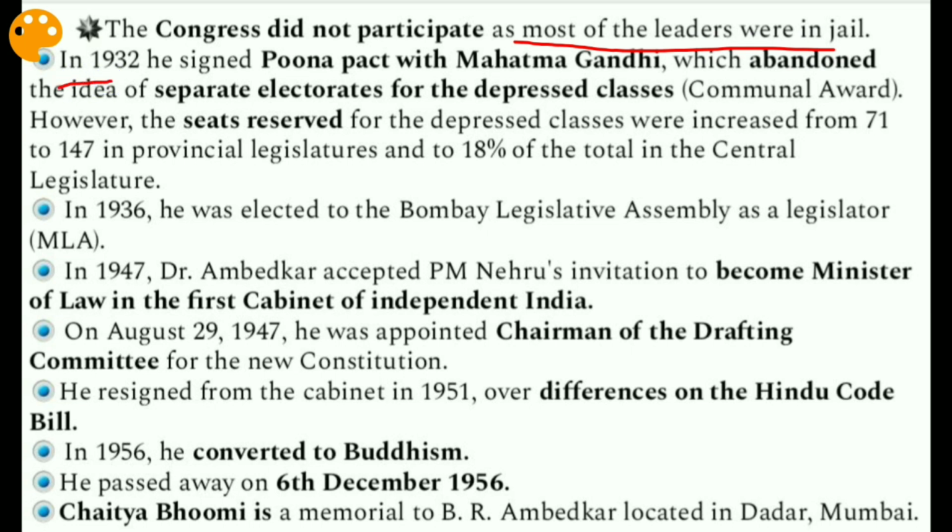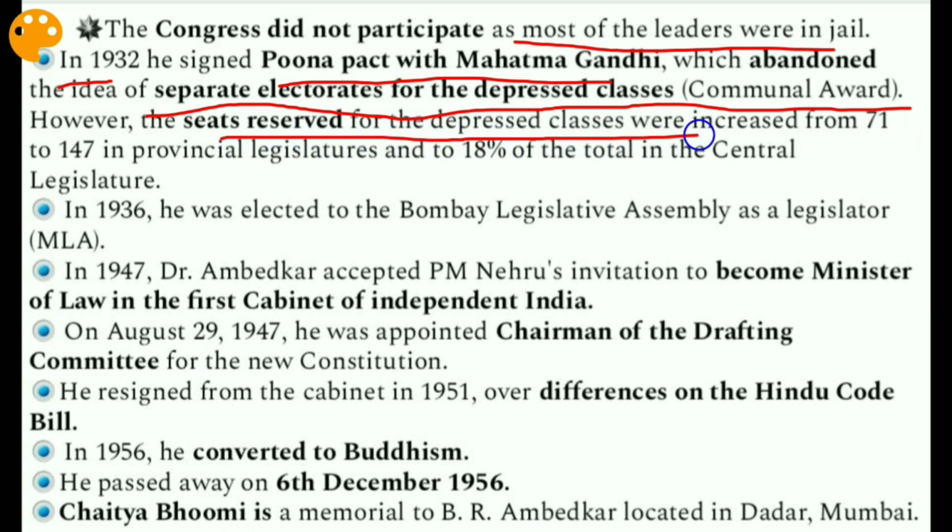In 1932, he signed the Poona Pact with Mahatma Gandhi, which abandoned the idea of separate electorates for the depressed classes, that is the Communal Award. However, the seats reserved for the depressed classes were increased from 71 to 147 in provincial legislatures and to 18% of the total in the central legislature.